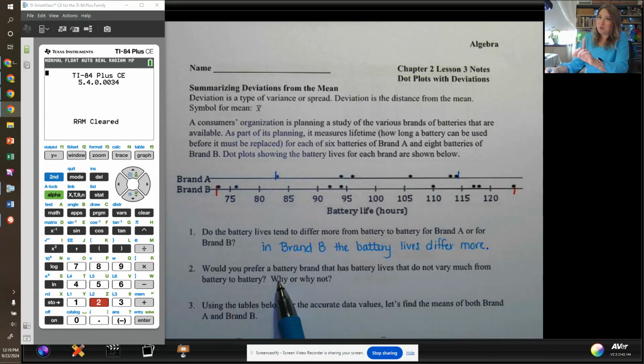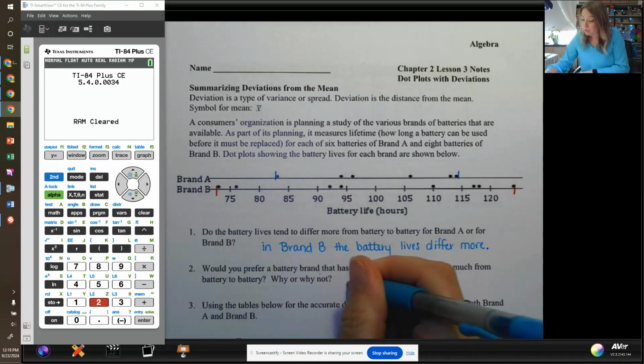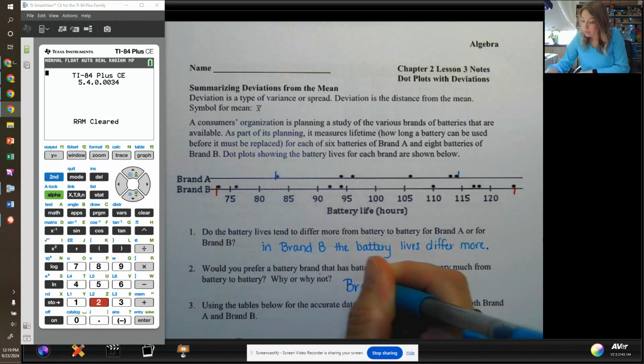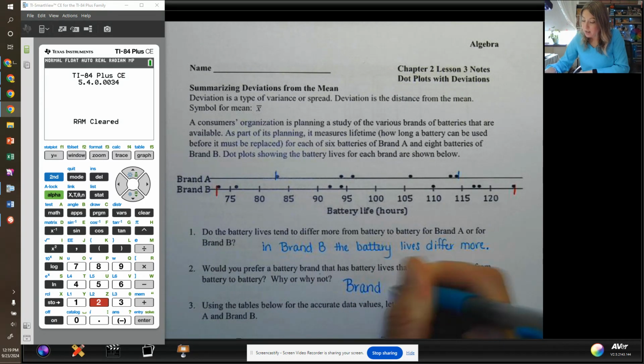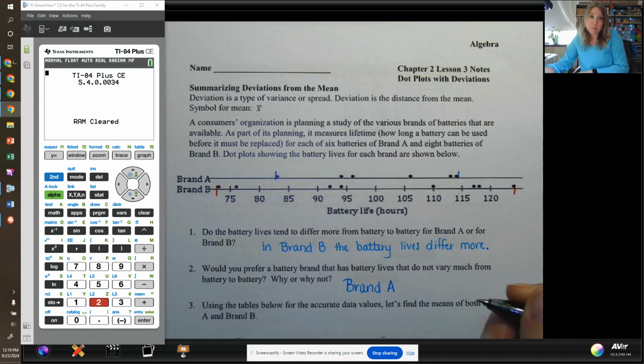Think carefully on this one. Would you prefer to buy battery brand A or B based on these 2 dot plots? It's always the big question I ask my classes. And I can always tell who are my conservative ones and who are my gamblers. And I go with, and this is me personally, I'm going with brand A. Because brand A is a little more reliable. I'm not a gambler. I prefer the reliable.